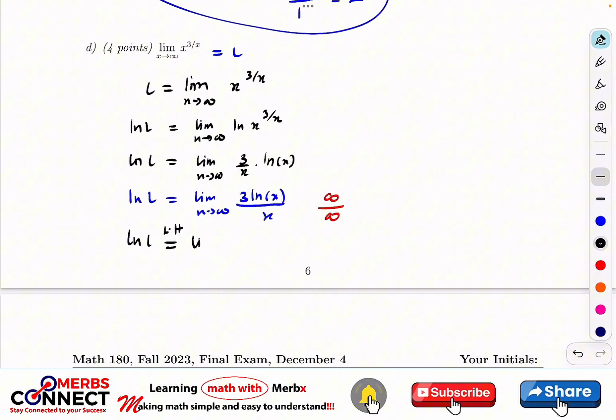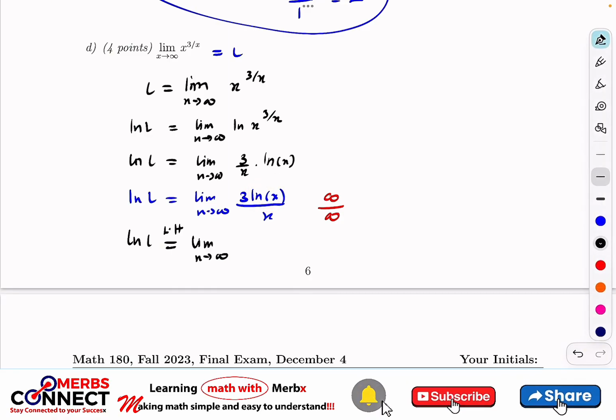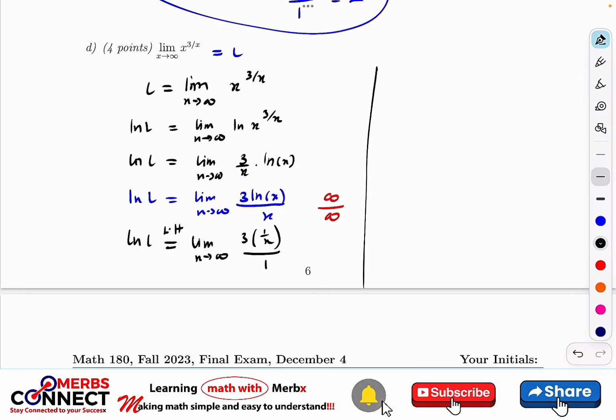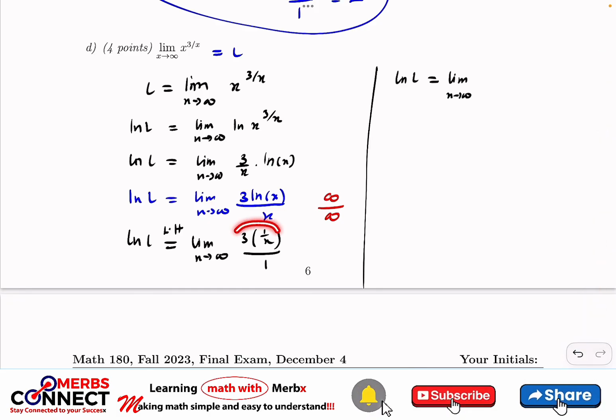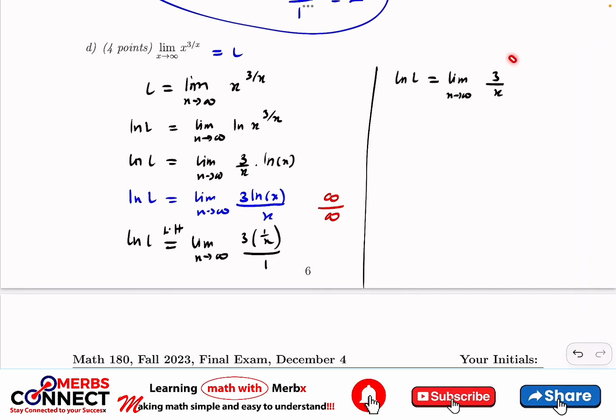Now let's differentiate the log function. When I differentiate the log function, I just get 1 over x. So this is going to be 3 times 1 over x, divided by 1. So the natural log of L is equal to the limit as x approaches infinity of 3 over x divided by 1, which is the same thing.